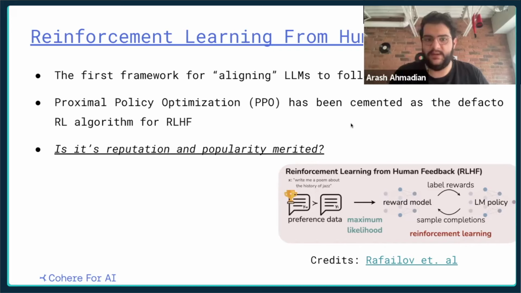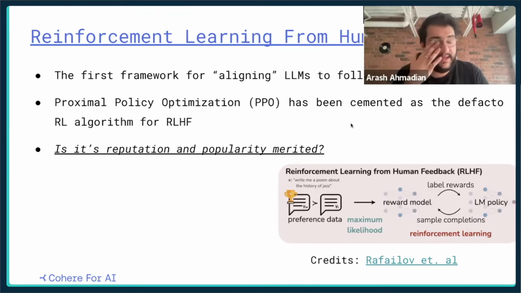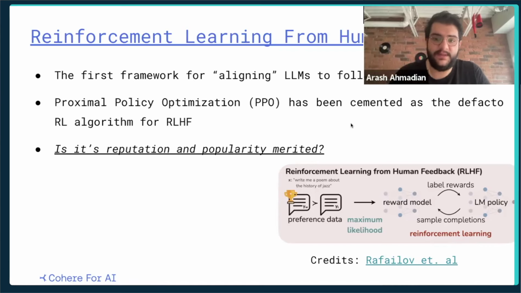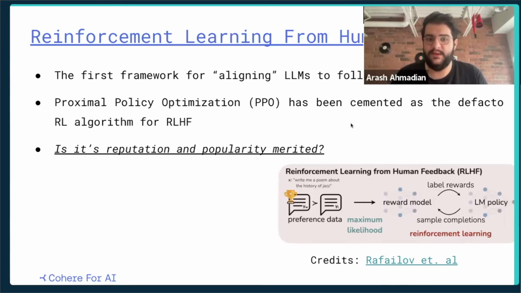It sort of stuck. Upon its introduction into RLHF, no one really questioned its use as the RL method, even though there have been methods that do not have the explicit components of reinforcement learning. At the core of this work, what we questioned was: is the reputation and popularity of PPO merited? We dove under the hood: does it make sense to use PPO for language models?